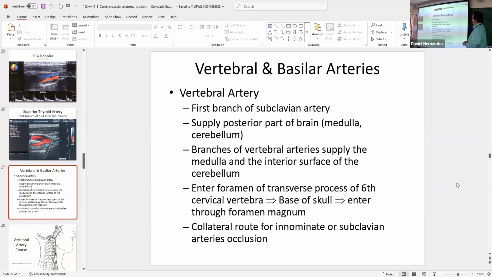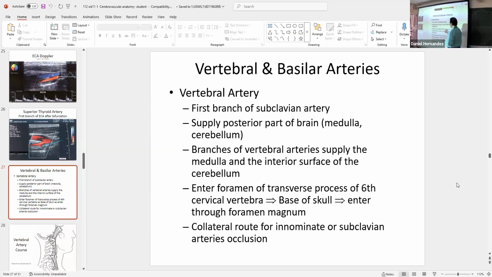All right, so vertebral and basilar arteries. The vertebral arteries on each side, right and left, are the first branch off their corresponding subclavian arteries. They supply the posterior part of the brain, so the posterior circulatory pathways and vascular beds, things like the medulla and the cerebellum. That's important because there are certain symptoms that patients might present with that indicate to us where the disease or the blockages could potentially be.